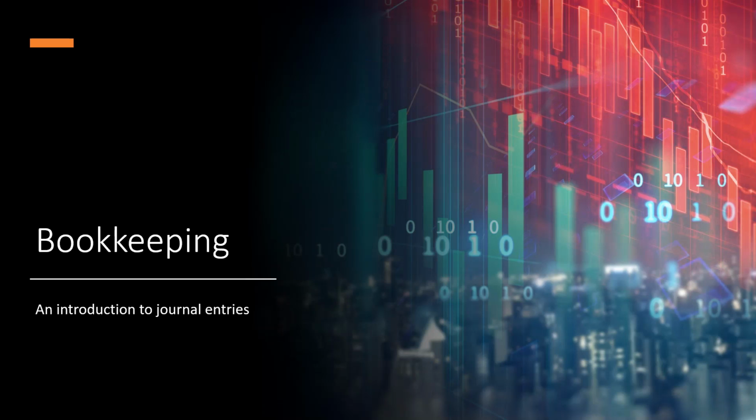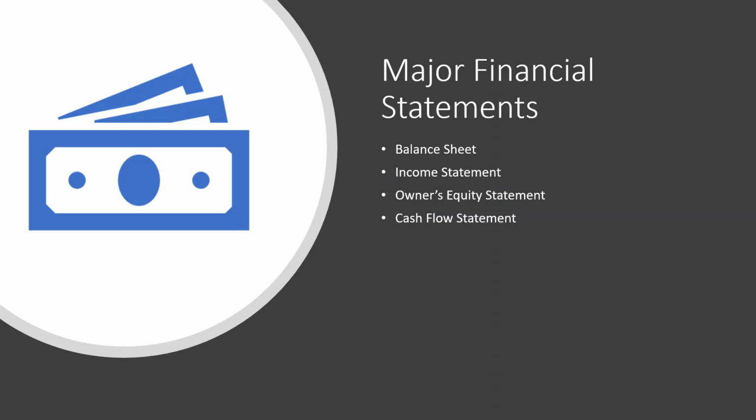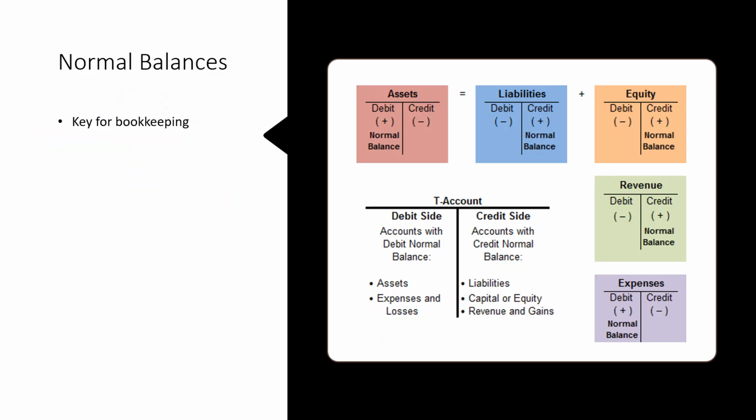Hello, in this lecture we'll be covering bookkeeping. We'll cover basic journal entries as well as adjusting journal entries. First of all, it's important to note that there are four major financial statements. This includes the balance sheet, the income statement, the owner's equity statement, and the cash flow statement. All of these statements are based off of journal entries, so it's very important to get them right.